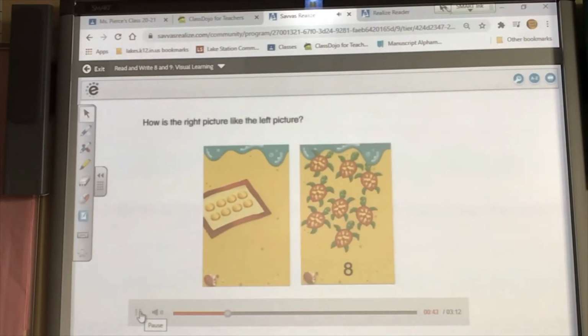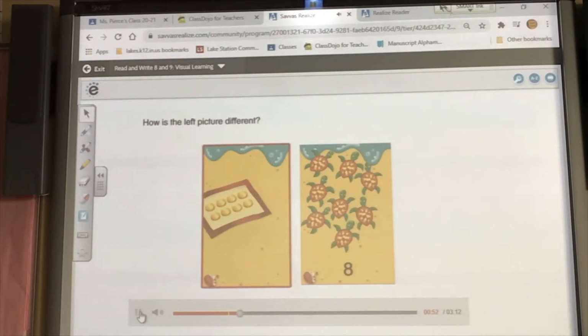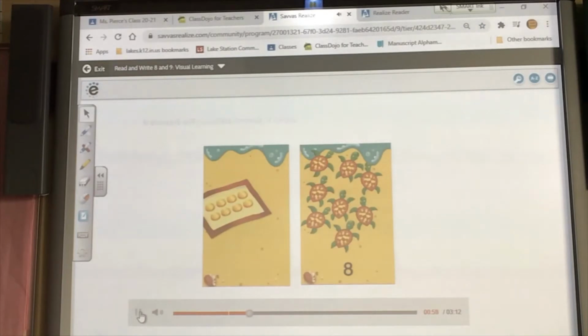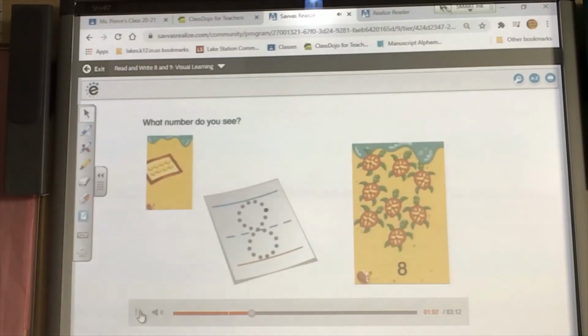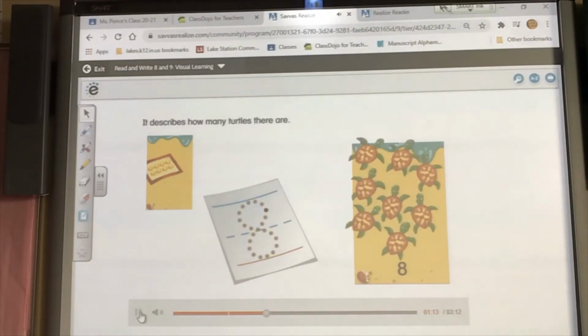How is the right picture like the left picture? It shows 8. How is the left picture different? It shows 8 with counters instead of turtles. What number do you see? It is the number 8. What does the number 8 describe? It describes how many turtles there are.